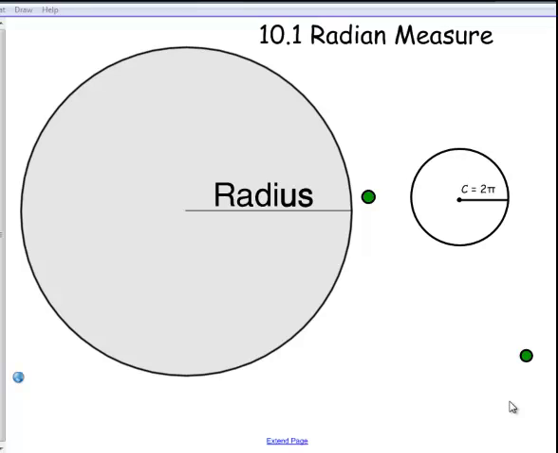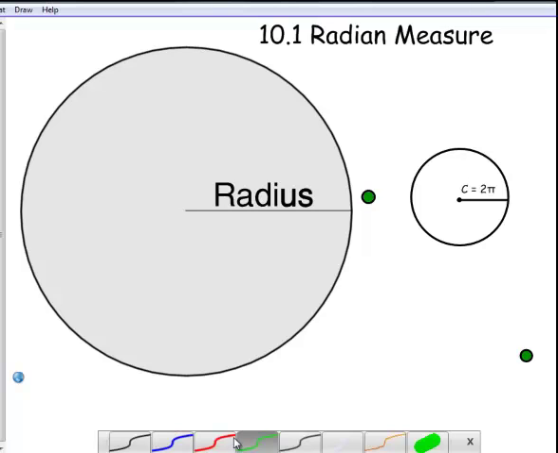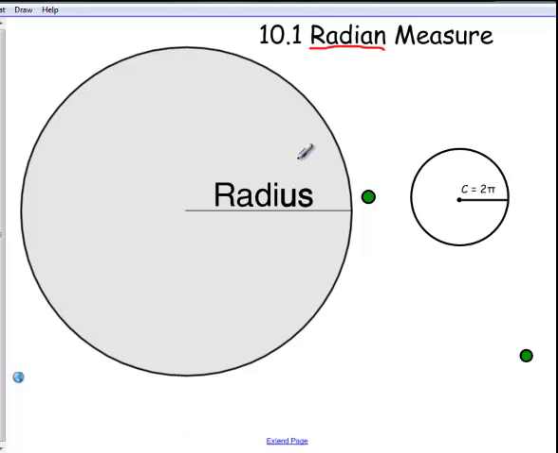We're moving on today to a new type of measuring angles, and they're called radian measure. And as you can see, the word radian is a derivative of the word radius, or the word radius is a derivative of the word radian, whichever way you want to look at it.